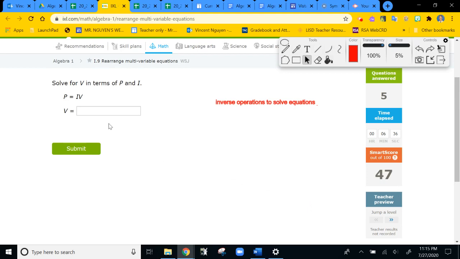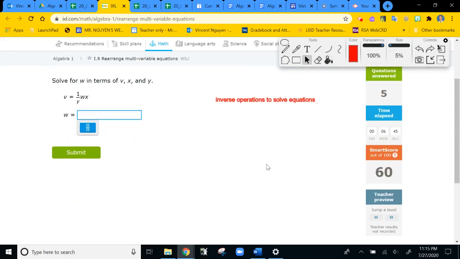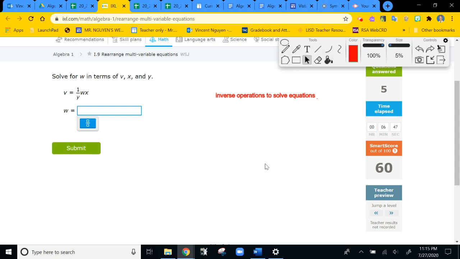I'm going to start jumping level a little bit. V here, I'm going to divide both sides to get V by itself. So I'm going to jump level. I'll talk you through them, but I'm going to jump level. Okay, this one's a little different. I'm going to do this one for you.